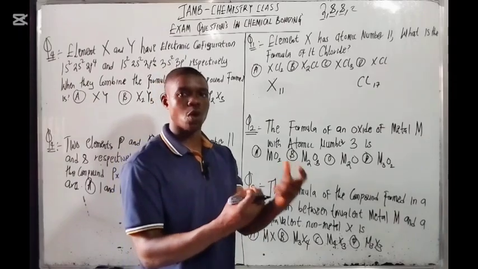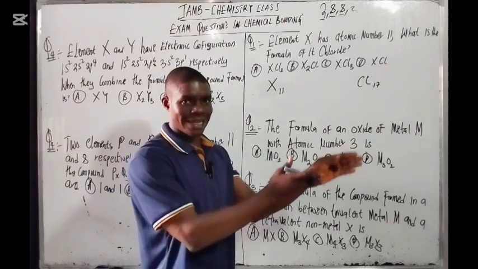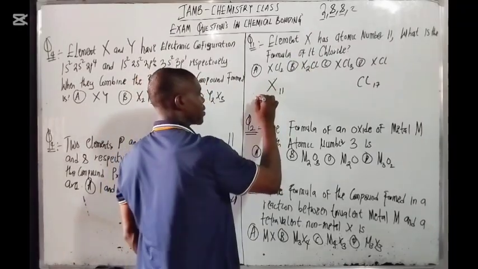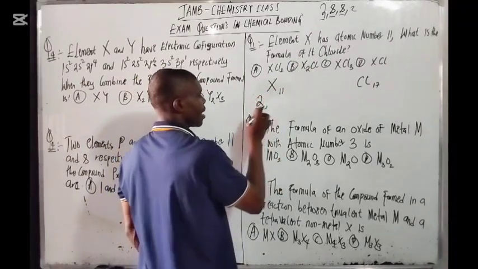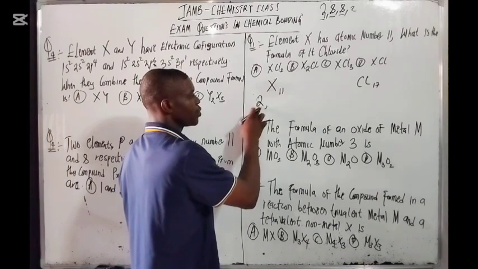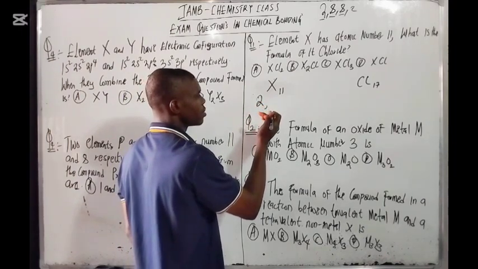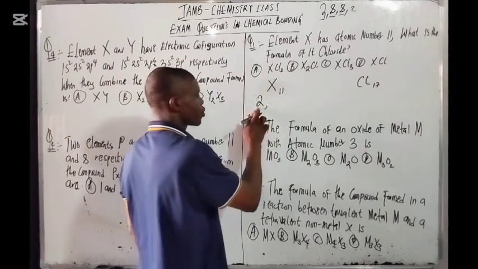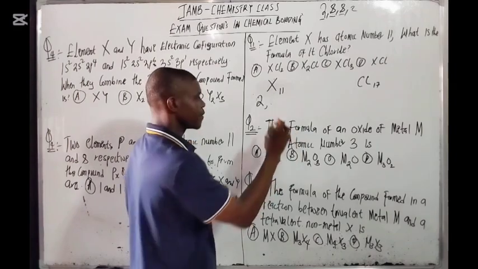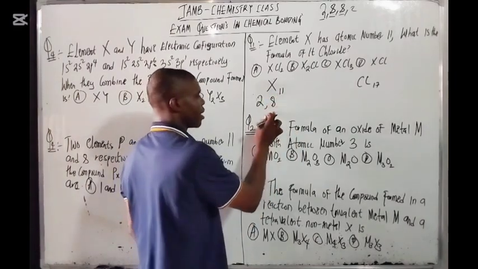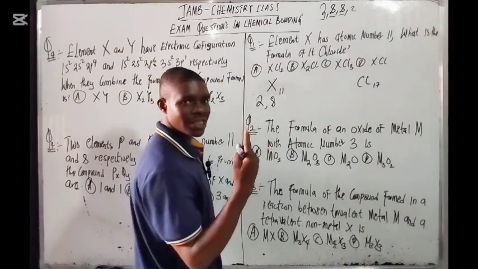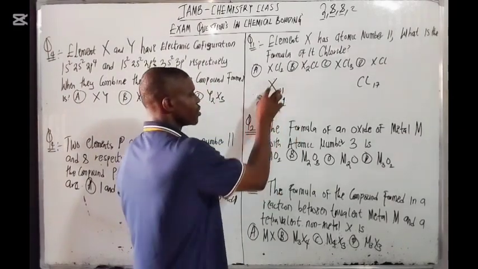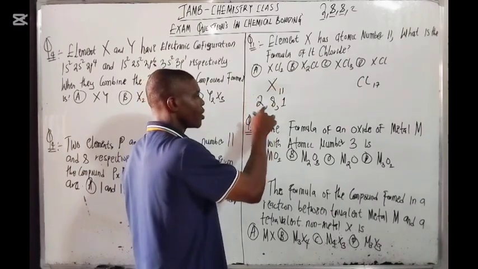Now let's write the configuration so I can know the combining power, and know if the atom will lose or gain electrons in order to form the octet. Here we have 11. 2 goes to the first shell. After 2, how many are left? 9. So 8 can go to the second shell. 2 plus 8 is 10. We still have one more, so here we have 1. So the electronic configuration of X is 2, 8, 1.